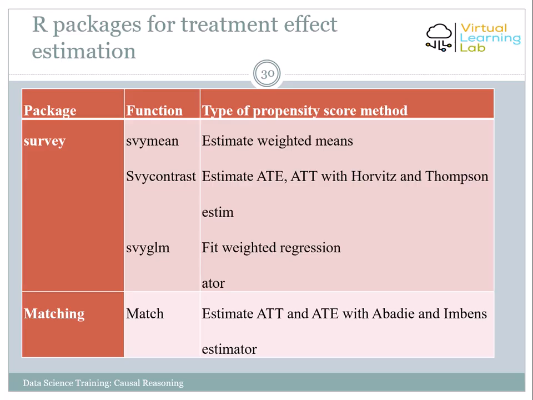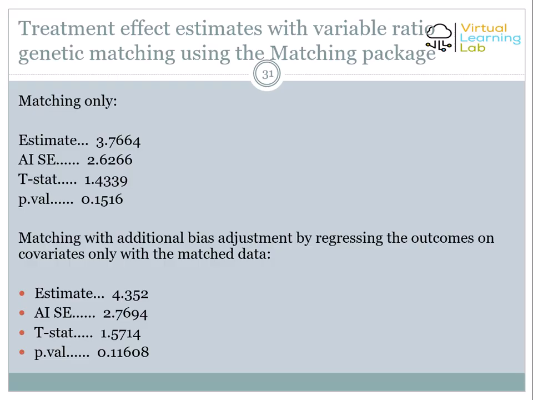There are several packages that can be used for estimating. Now, because most propensity score methods generate weights, the survey package is extremely useful for this, and it can do design-based estimators with a function like svymean or svycontrast, or it can implement model-based estimation too with a function like svyglm. The Matching package implements the Abadie and Imbens estimator. And here is an example from the Matching package, which provides an estimate, a standard error, a p-value, and you can do additional adjustment for covariates.